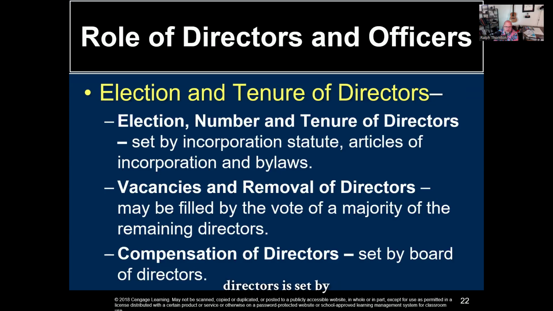The election number and tenure of directors is set by incorporation statute and the articles of incorporation and the bylaws. States may have you have to have a certain number depending on shares. So many directors per share, or they could have a flat, this corporation has, because of how it's set up, it has to have this number at a minimum of directors. Some corporations they'll have a board that may consist of 5, 7, whatever.